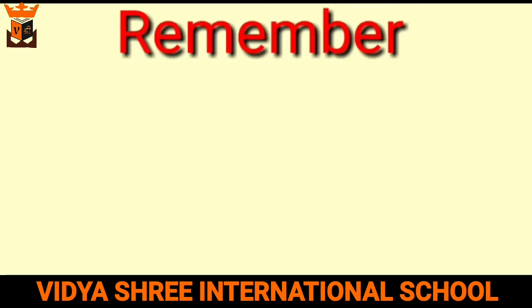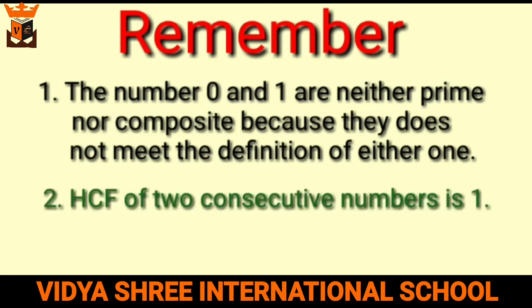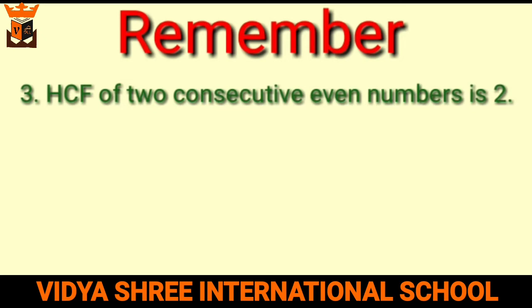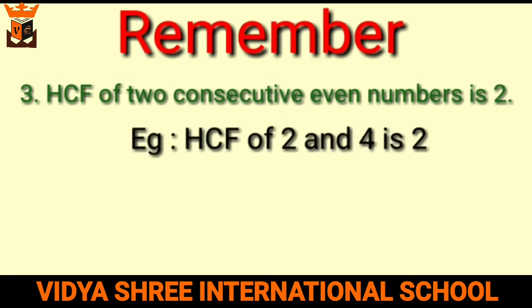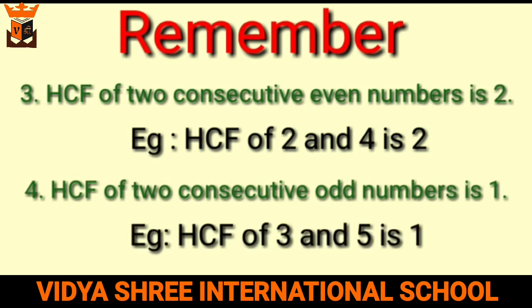Now points to remember: the numbers 0 and 1 are neither prime nor composite because they do not meet the definition of either one. HCF of two consecutive numbers is 1. For example, HCF of 2 and 3 is 1. HCF of two consecutive even numbers is 2. For example, HCF of 2 and 4 is 2. HCF of two consecutive odd numbers is 1. For example, HCF of 3 and 5 is 1.